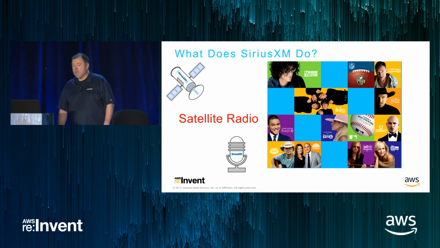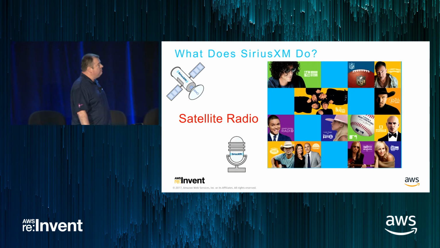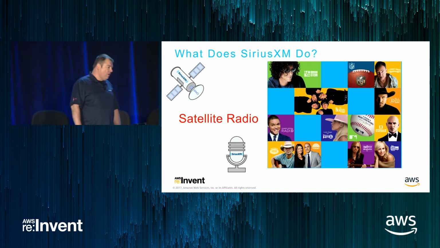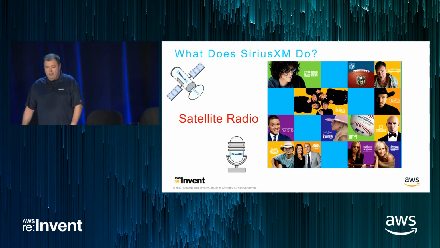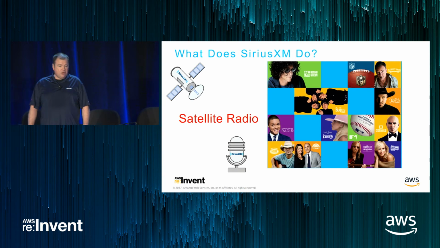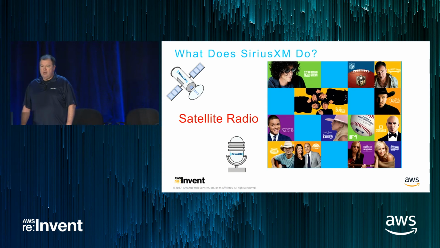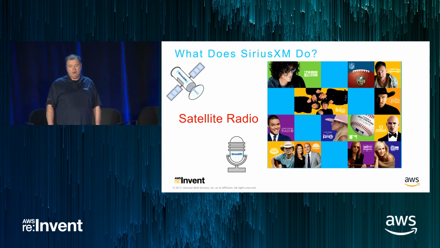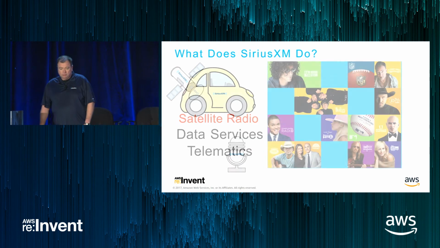What does SiriusXM do? Most of you probably know we are a satellite radio provider, and we have about 150 satellite channels for our satellite infrastructure, and we have about $5 billion in revenue for our company, and it's 32 million subscribers that we actually have. So it's a pretty impressive amount of subscribers.